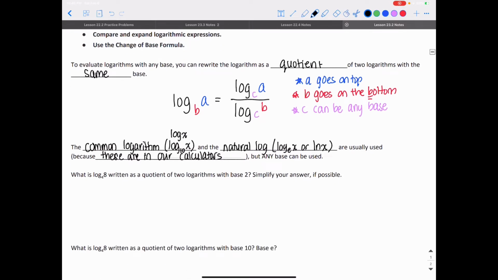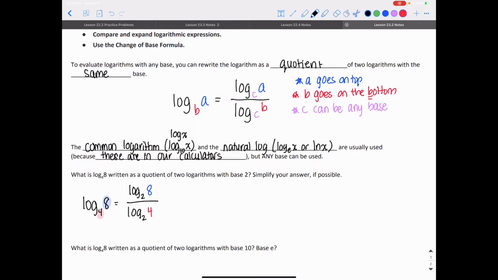So, for example, what is log base 4 of 8 written as a quotient of two logarithms with base 2? If I wanted to convert log base 4 of 8, this is my base, this is my answer. I want to convert to base 2, so I'm going to do log base 2 on the top and the bottom. On the top, I'm going to plug into that logarithm 8, because that's my answer. That's my a goes on top. And on the bottom, I'm going to plug in 4, because that's my base. b goes on the bottom.